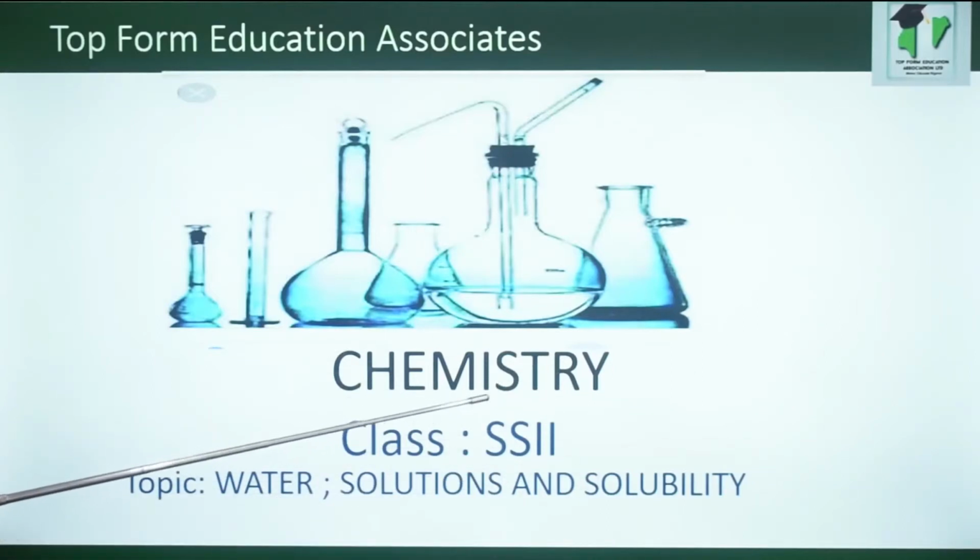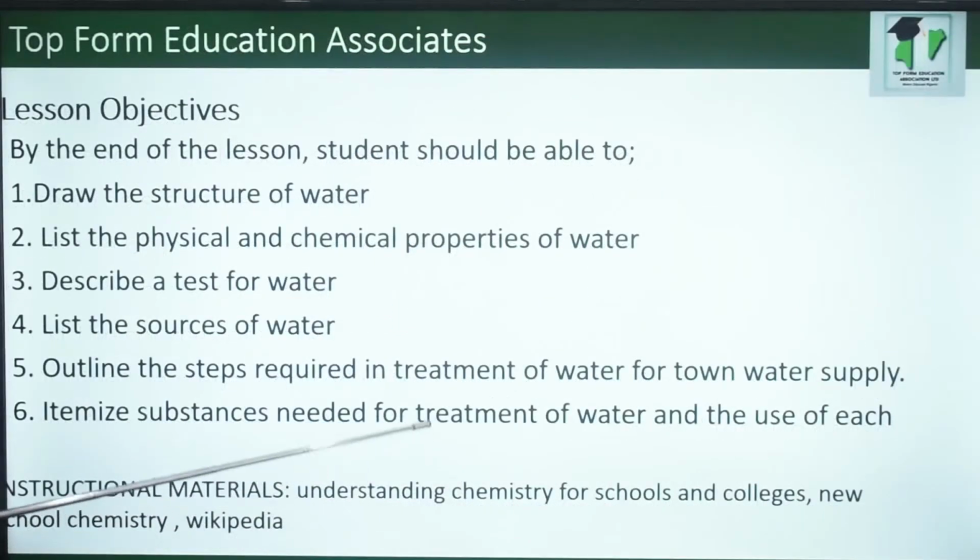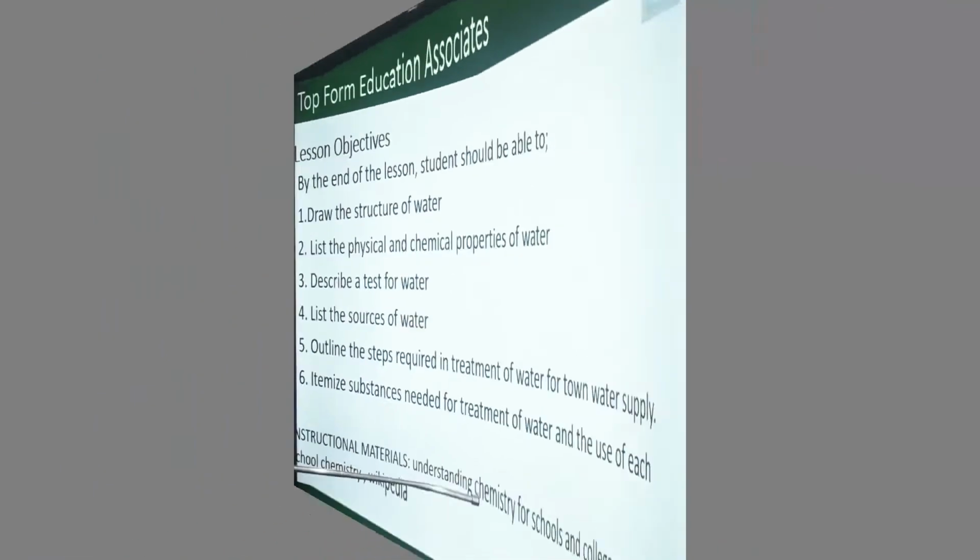I'm taking on the subject chemistry and the topic water, solutions, and solubility. By the end of the lesson, students should be able to draw the structure of water, list the physical and chemical properties of water, describe a test for water, list the sources of water, outline the steps required in the treatment of water for town water supply, and itemize substances needed for treatment of water and the use of each.